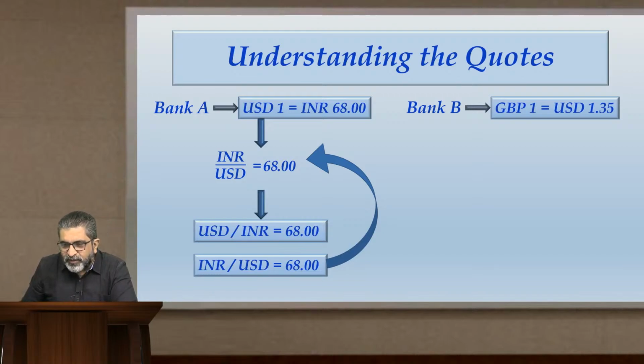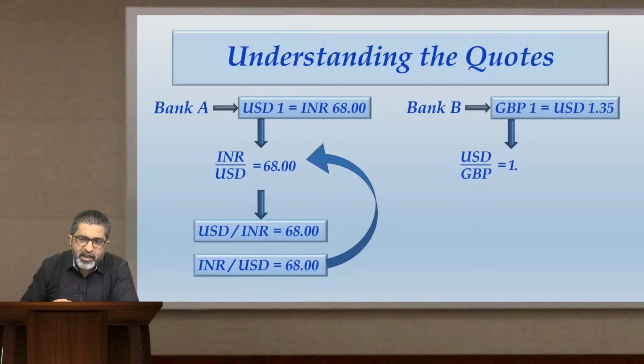Another bank, Bank B, is quoting 1 GBP in terms of USD as USD 1.35. So if you put it in the numerator denominator format, it will be USD per GBP given as 1.35. How do you interpret this? Number of units per unit of GBP will be 1.35, meaning the quote is given for GBP in terms of USD. The idea is the same. GBP 1 equals USD 1.35.